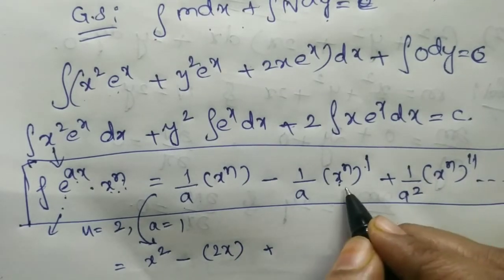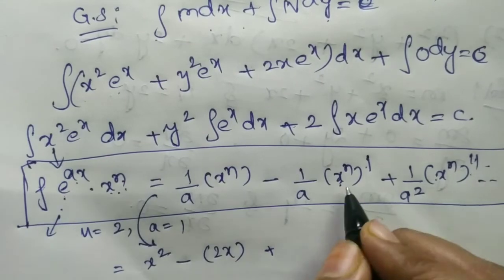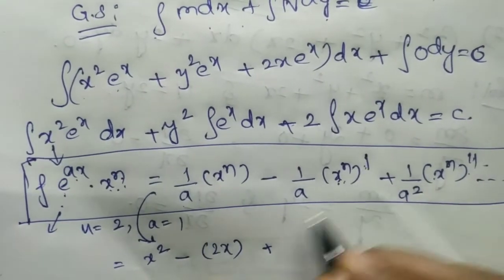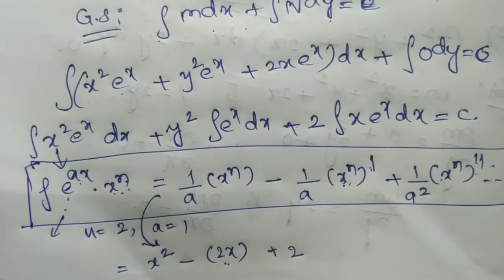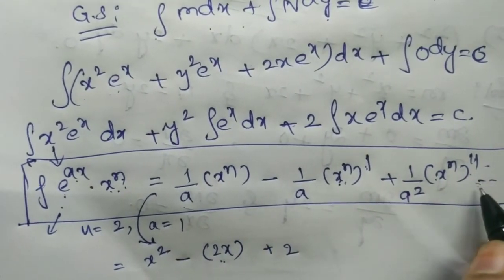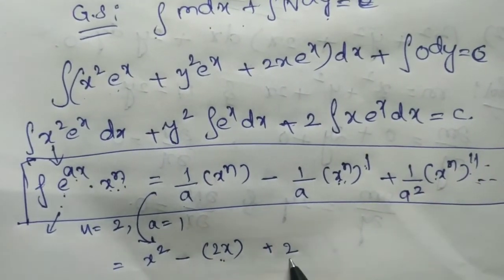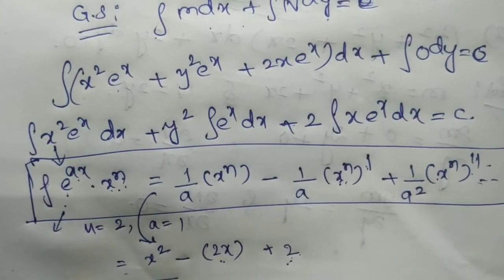So next one, x power n double dash. So here x power n dash is 2x. So 2x differentiation is 2. Okay, so next term x power n triple dash. So x power n triple dash value is 0. So this is the required answer.